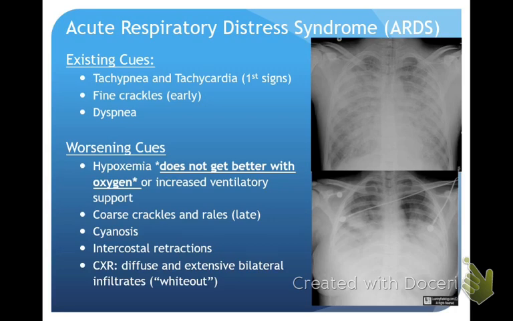So we've cleared the very teeny tiny top portion of one of the lungs there, but the rest of the lungs you can see is basically full of fluid. It's almost completely white.